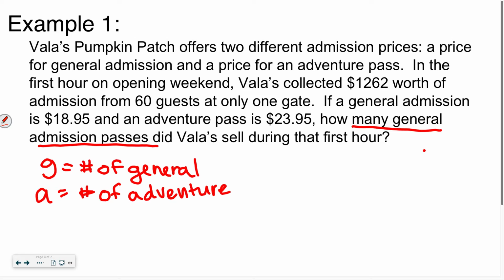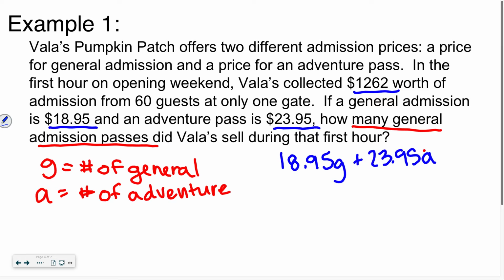So now I can start to write my equation. One thing that's obviously going to stand out to me when I read this problem is all the money. So the price of the general admission, the price of the adventure, and the total amount of money that Vallis took in that day, that's all going to go together in one equation for money. So as I walked around the room, a lot of people find it easy to write this equation at the very beginning: 8.95 times G for every general admission, plus 23.95A for every adventure admission, equals the total amount that we sold.